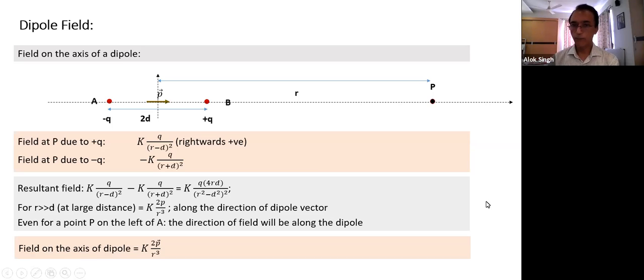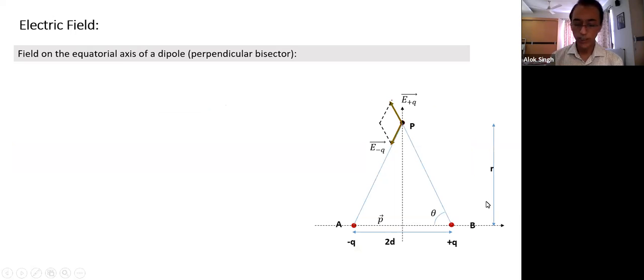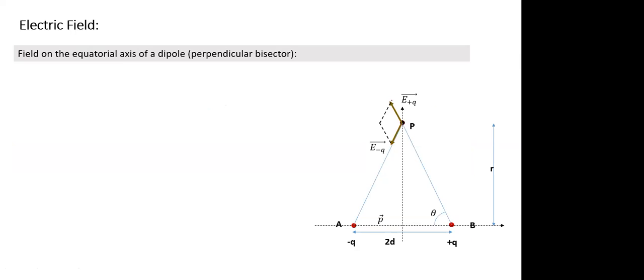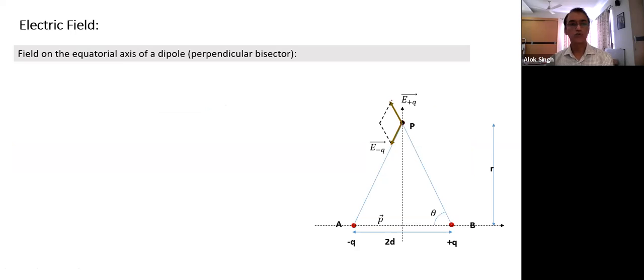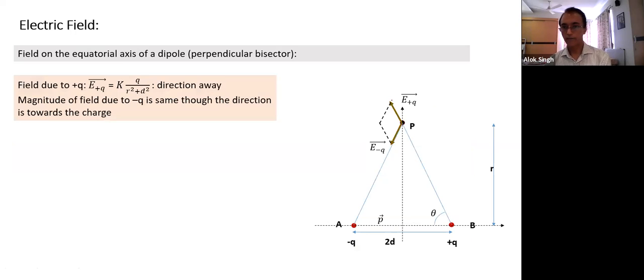So you should remember that point, and I'm going to apply this point here. Now, this was on the equatorial axis. Do we recall how we derived the value of field here? Yes, sir. Similarly, we calculate field due to plus Q charge, and the direction of field is away. When we calculate field due to minus Q charge, magnitude is the same, but direction is towards the charge.